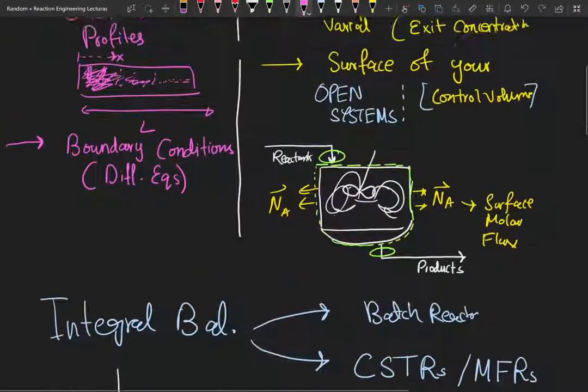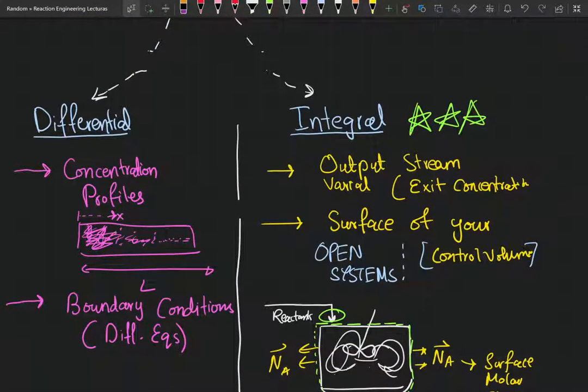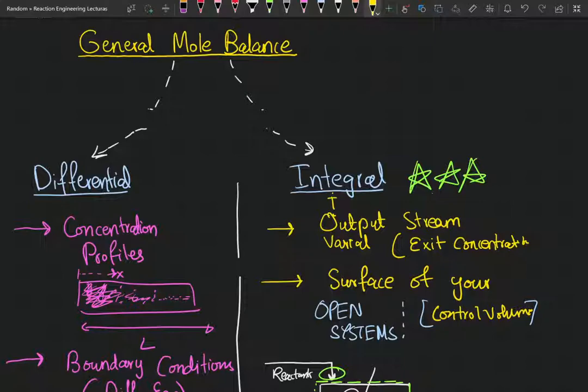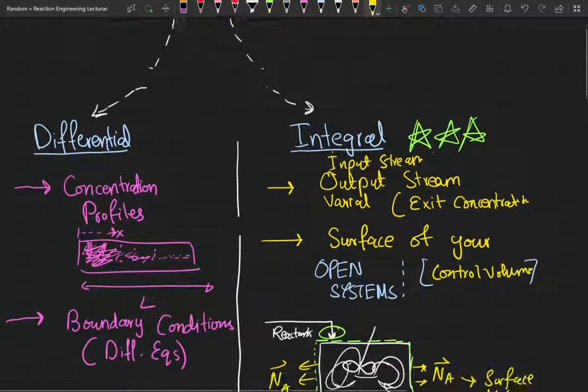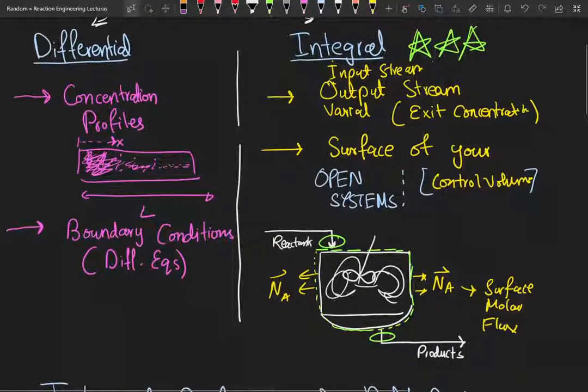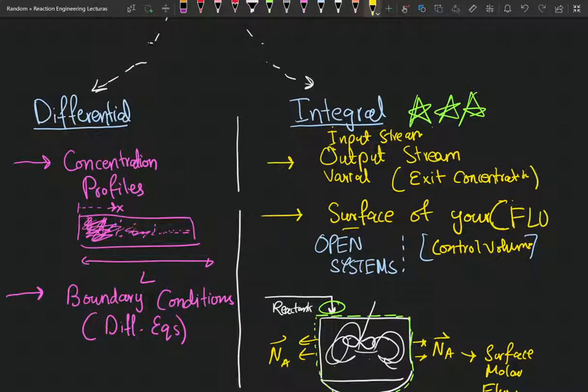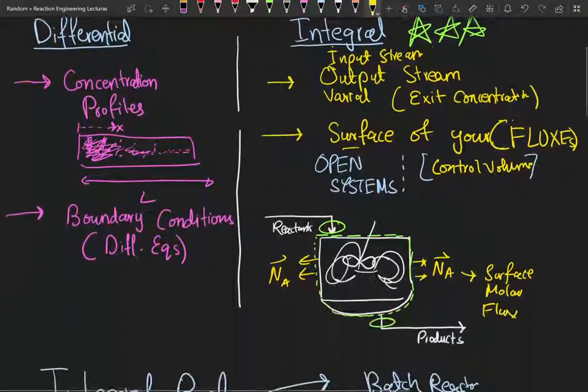Just to give you guys a quick recap. Two types of mole balances: differential and integral. Differential gives concentration profiles and needs boundary conditions. Integral is concerned with the output and input. You need to give the input streams, so that once you do, you can predict what's happening on the output streams, like the exit concentration. And there might be stuff happening at your surface, like fluxes. Like I showed, there are going to be molar fluxes in a membrane reactor, for example.